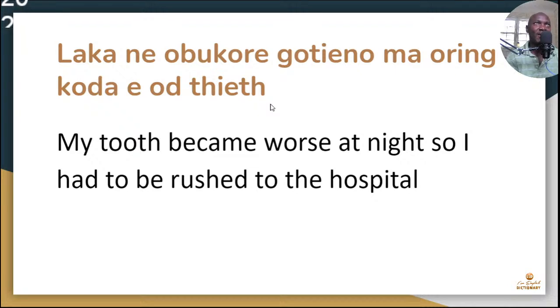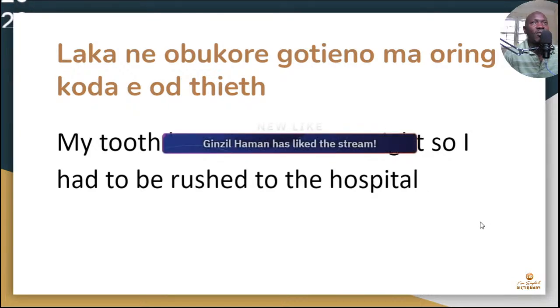Laka ne obukore gotieno ma oring koda e od thieth. I'll say that again. So my tooth became worse at night, so they had to rush me to the hospital.